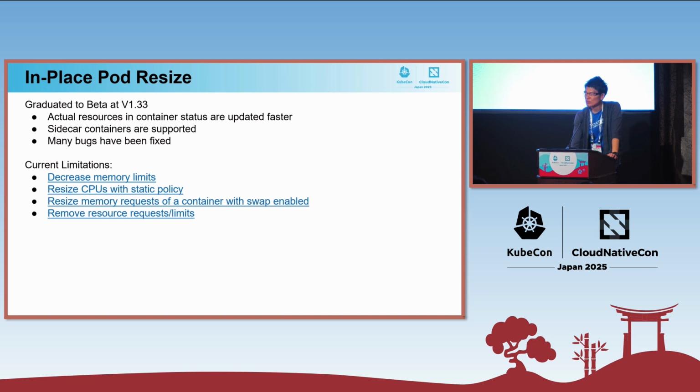If you have tried this feature at alpha, you can notice that container resources in pod status are updated much more quickly at beta. In addition, sidecar containers can be resized now. Plus, many bugs were fixed. There are still some limitations in this feature, such as decreasing memory limits. We will solve these problems in future releases.